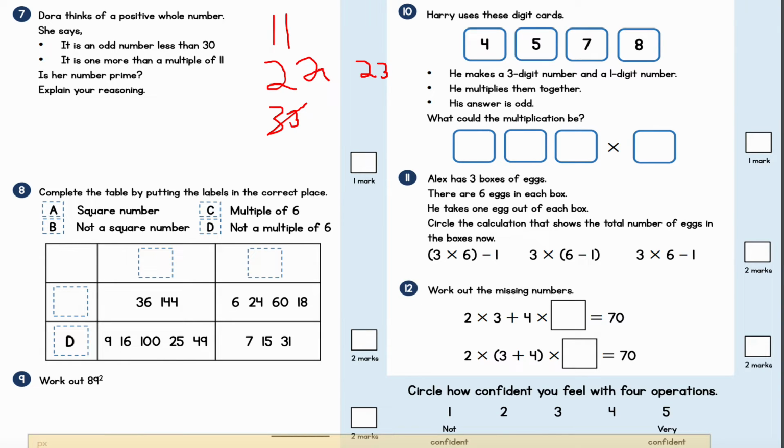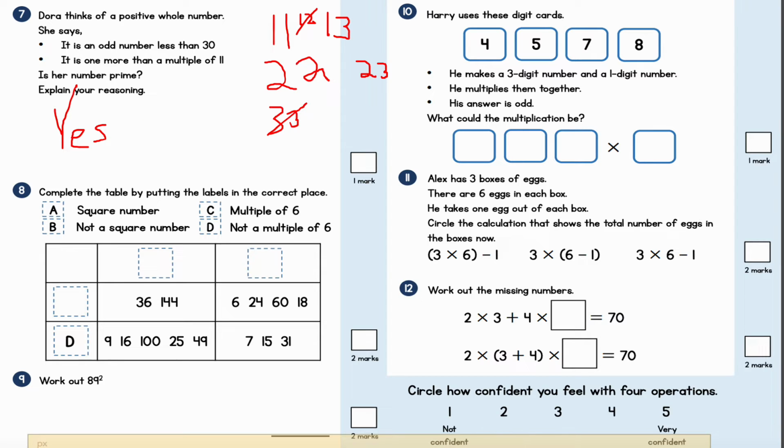And the next odd number above 11 is actually 13. Obviously it would be 12, but 12 is an even number, so I can't have that. 13 is also prime, so is her number prime? Yes, she can have either the number 13 or 23.